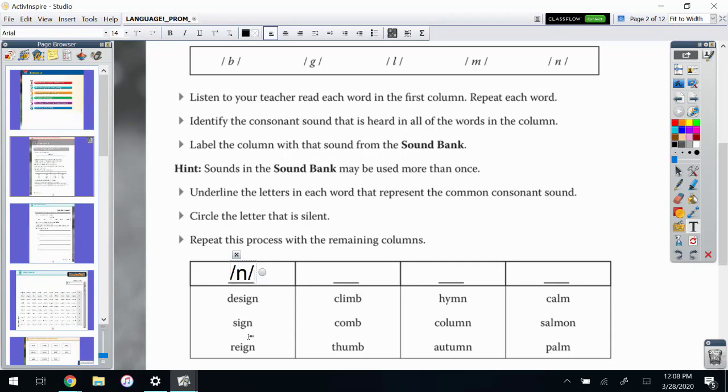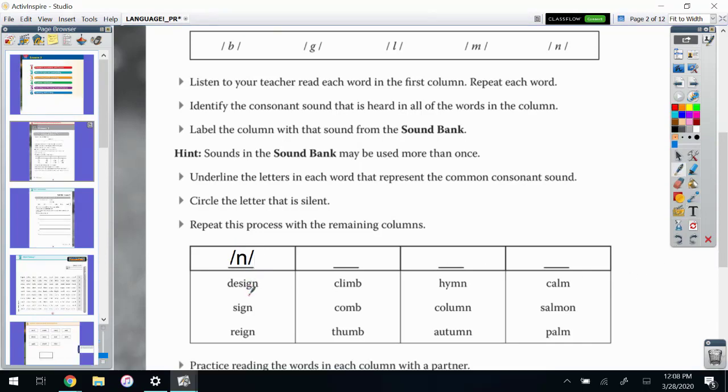Okay, now we need to figure out which letters in each word represent the n sound. In all of these, you see the letters G, N. But you don't hear the G, you only hear the N. So what I'd like you to do is to underline GN in all of these words with my beautiful underlining here and circle the G because it's silent. That's fantastic, isn't it?